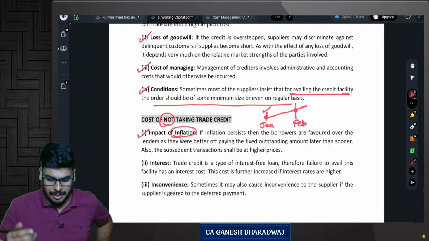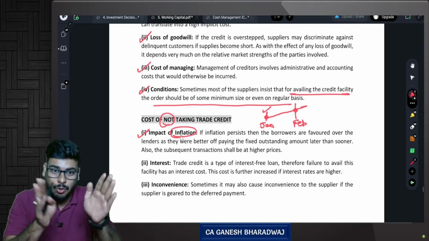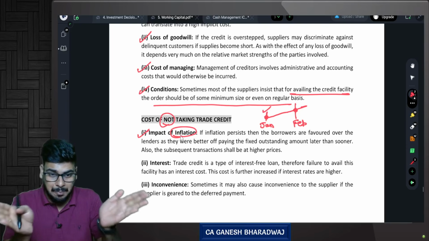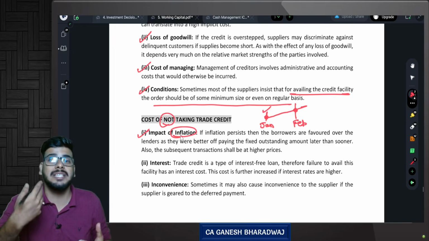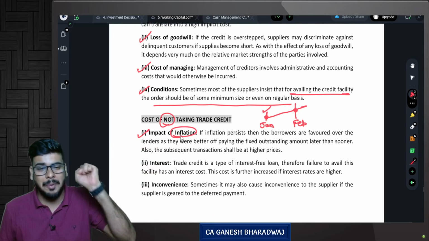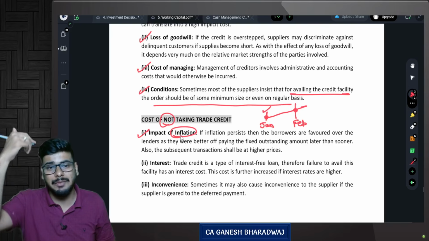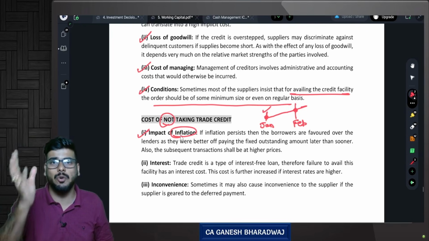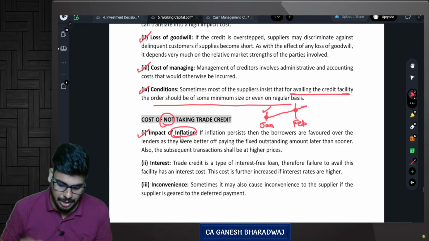Are you clear? In other words, when there is inflation, when prices are rising, it is better to go for a credit period. That is, it is better to make some credit purchases, because now you will purchase at a time when the prices are relatively lower. At the time of payment, even when the prices are higher, you need to pay only the amount that was prevailing at the time of purchase. Correct or not? This is what it is.